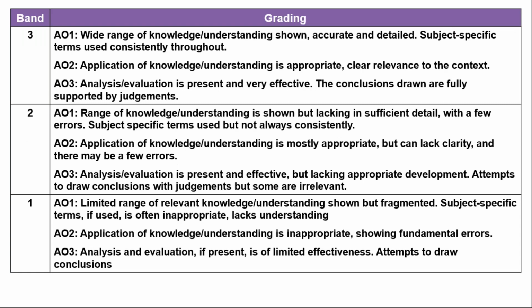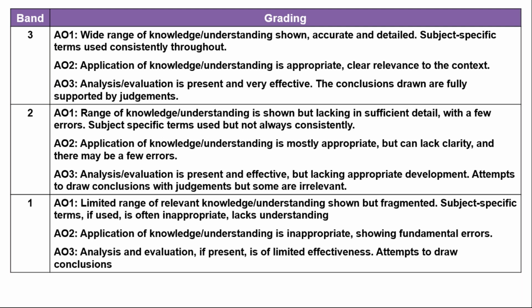So if this was for the mark scheme for a 9-mark question, then a level 1 answer or band 1 answer would be worth 1 to 3 marks. Band 2 or level 2, 4 to 6 marks. And band 3 would be worth 7 to 9 marks. So in band 1, for AO1, the range of knowledge and terms is quite limited, whereas in the highest level, band 3, they've demonstrated a wide range and accurately used information and details.